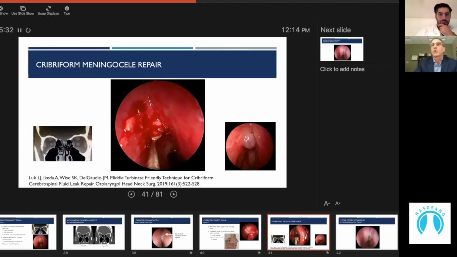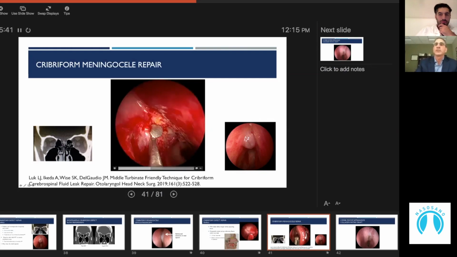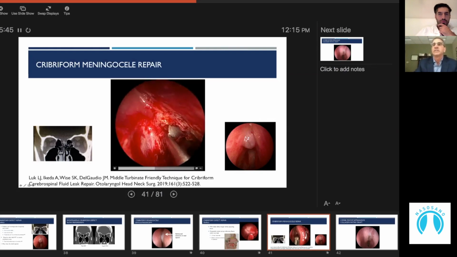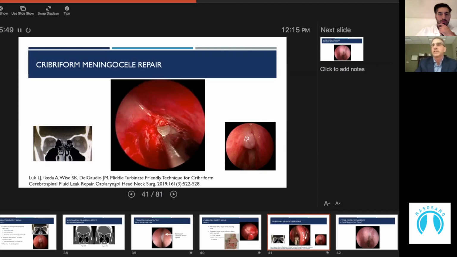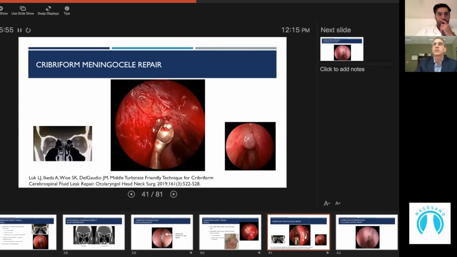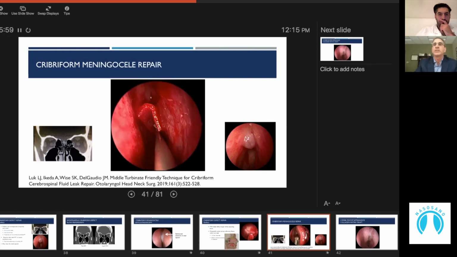Now I'm using a round knife with a long handle to elevate the mucosa circumferentially. We're elevating on the septum and on the middle turbinate that's intact to expose the cribriform plate. Now this mucosa is densely adherent, so frequently we cannot get all the way down to the bone. We don't need to. We just need to demucosalize this area and circumferentially expose the area of the defect.